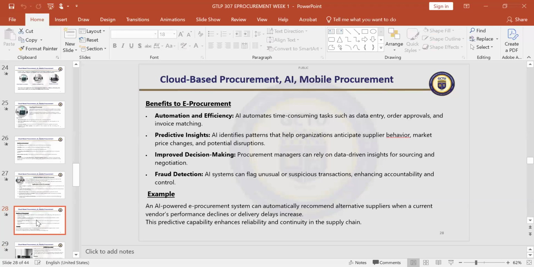And predictive insight. AI identifies patterns that help organizations to anticipate supplier behavior, market price changes, and potential disruptions. Improved decision making: procurement managers can rely on data-driven insight for sourcing and negotiation. If you have all the suppliers input in your system, when you go to the suppliers interface and click on it, it will give you the key performance indicators of all the suppliers. Therefore, it will enable procurement managers to make a decision.